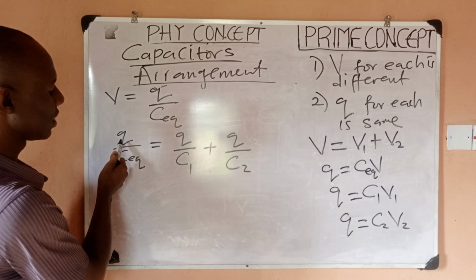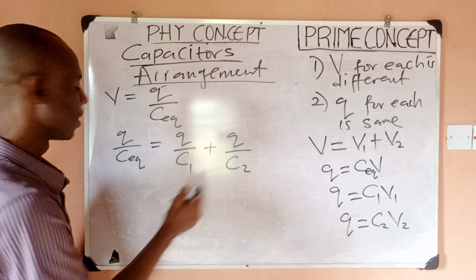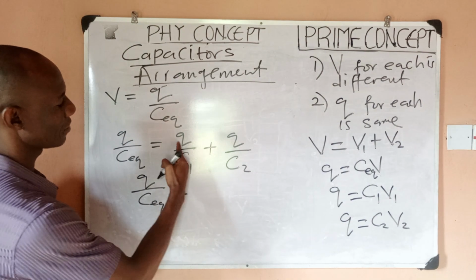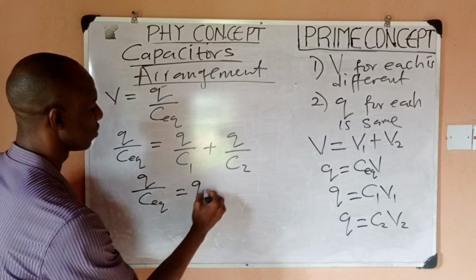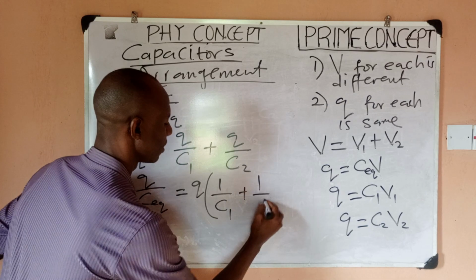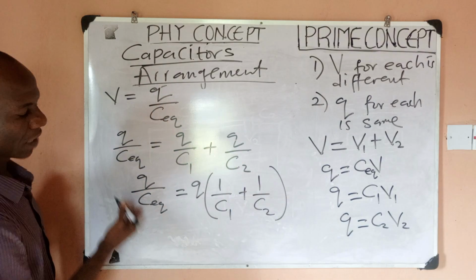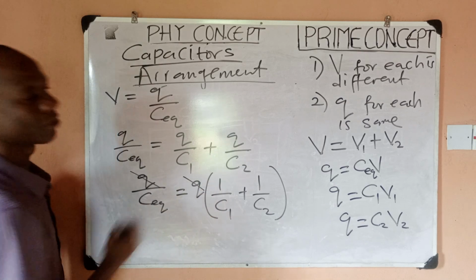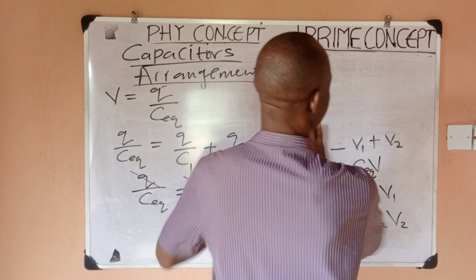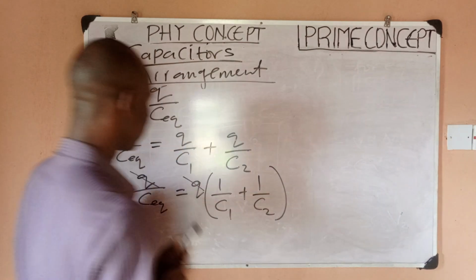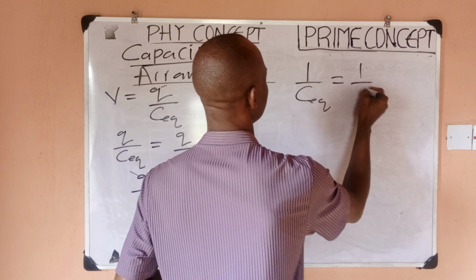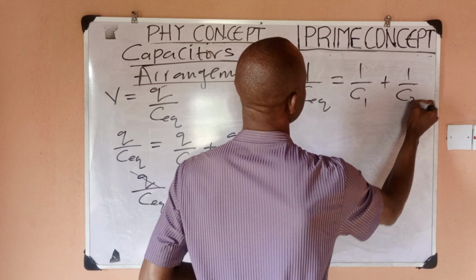Now if you notice, you would see that the charge is constant. So I would have that Q divided by C equivalent. If I factorize this charge, I would have Q outside equals what? 1 by C1 plus 1 by C2. So this is what I would have. Now if you watch, you would observe that the Q can now cancel out, so that at the end of the day, you then have that 1 over C equivalent equals 1 over C1 plus 1 over C2.